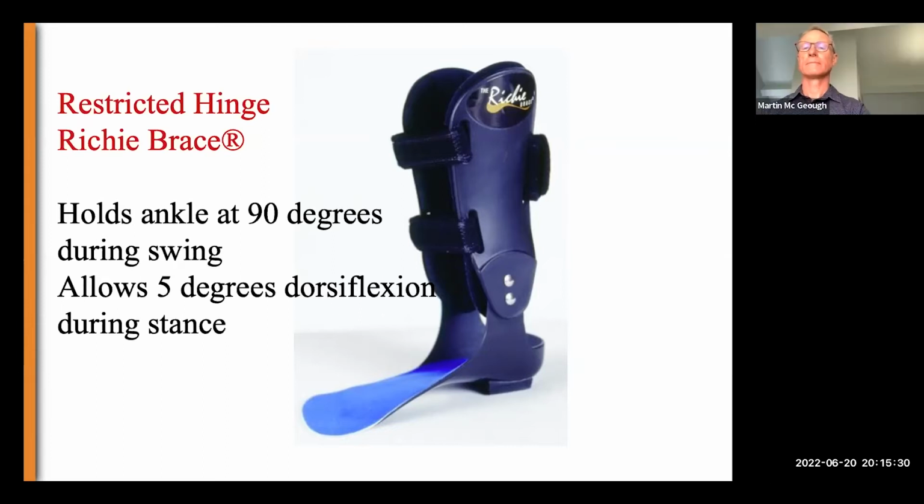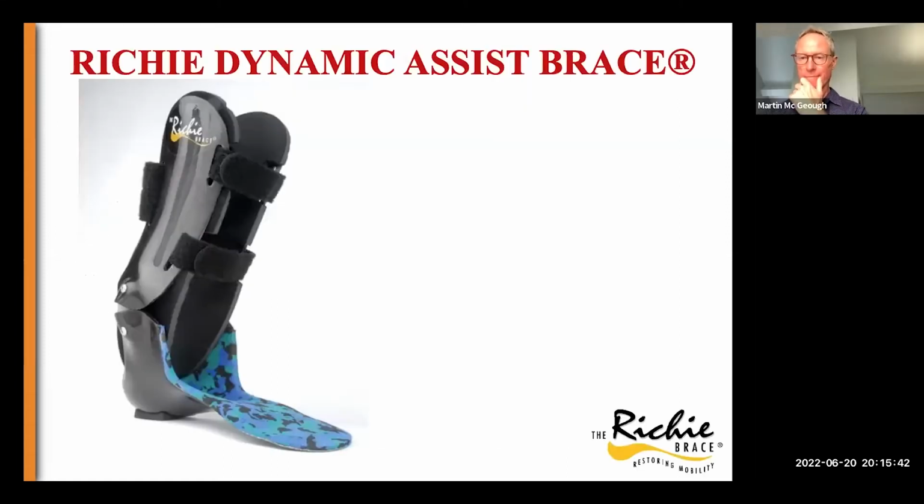But the other positive effect is it does allow 5 degrees of dorsiflexion during the stance phase. It is not an entirely rigid brace. It restricts dorsiflexion, but does not totally limit it. Another brace, which I'm going to show you, is called the dynamic assist brace.